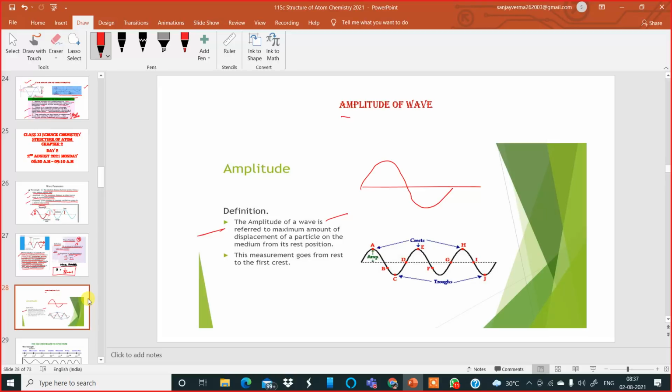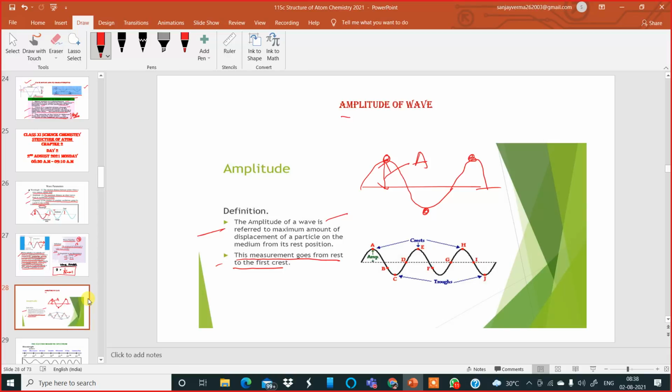Okay, so this maximum displacement becomes the amplitude A. I can proceed further like this also. Now from its rest position, this measurement goes from rest to the first crest. Crest is over here, and then this is called the trough.